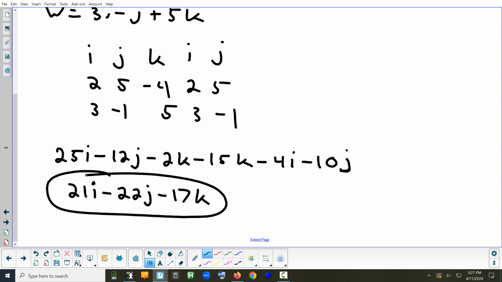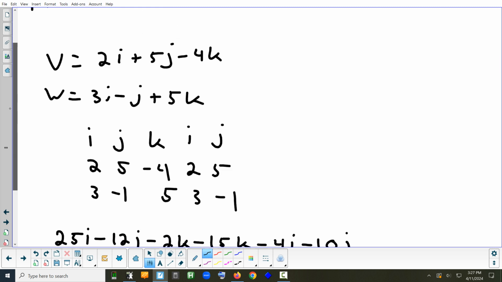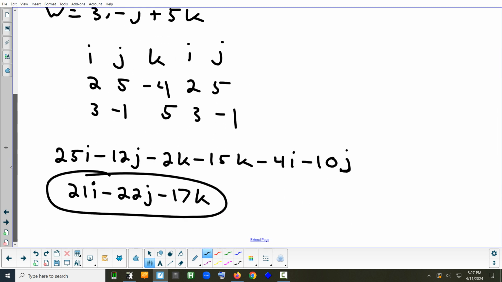Okay. Any questions on that? That's how it's going to be on the test, right? Yep. I'll give you 2 vectors and just have you find the cross product.